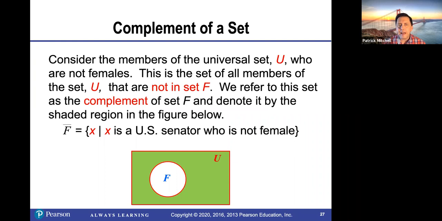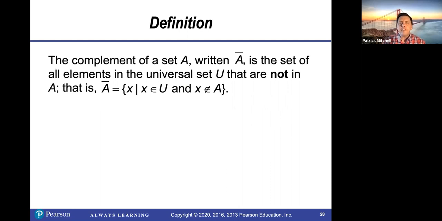And the way that we write the complement of a set is by putting a bar over the name of the set. So F bar is the set of all X, such that X is a US senator who is not female. All right, so officially the complement of a set A, written A complement, A with the bar over it, is the set of all elements in the universal set U that are not in A. That is, A complement is the set of all X, such that X is an element of U, but not an element of A.